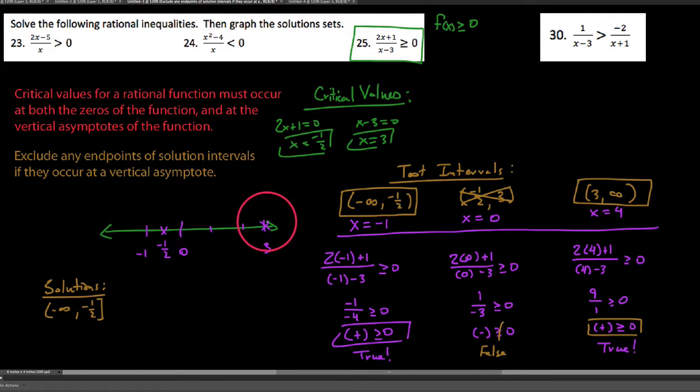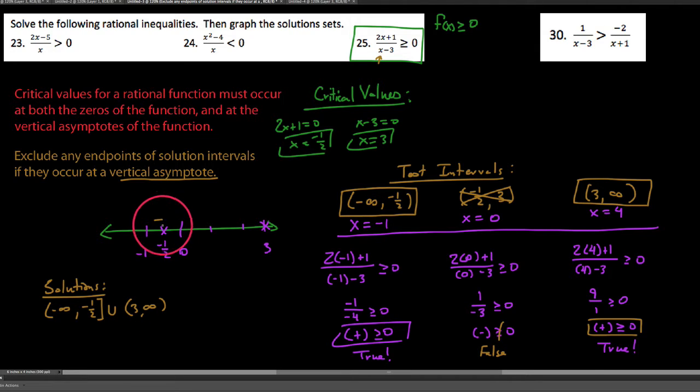But should I include this 3? If I plug in 3, the thing I want you to notice right off the bat is you get 3 minus 3 in your denominator, which is 0. In other words, you get 0 in the denominator, which is undefined in the expression, and undefined cannot be greater than or equal to 0 because it is simply undefined. So excluding any endpoints of solution intervals if they occur at a vertical asymptote basically means that this interval worked and 3 was at a vertical asymptote. So when we write our solution interval, we're just going to say from 3 to infinity.